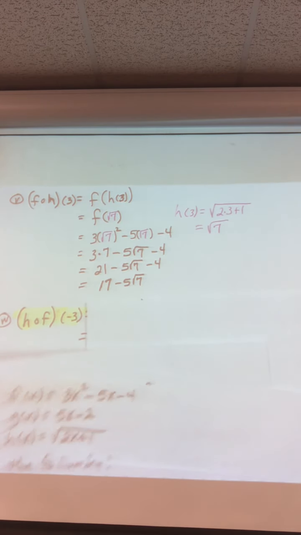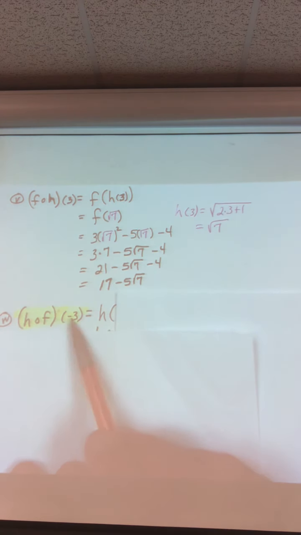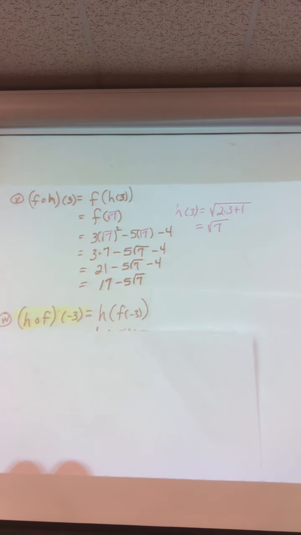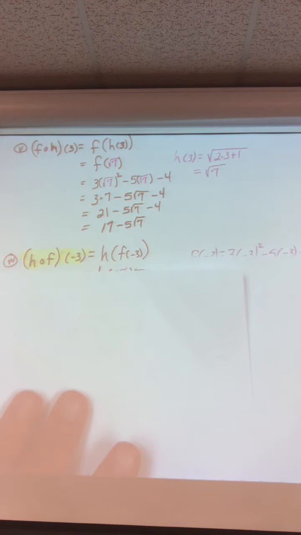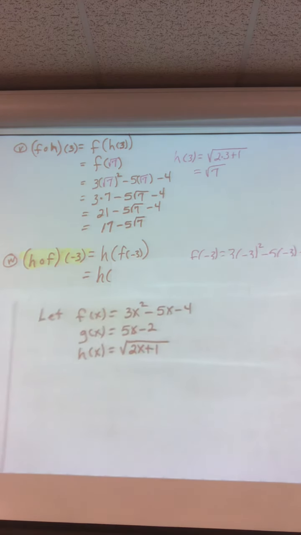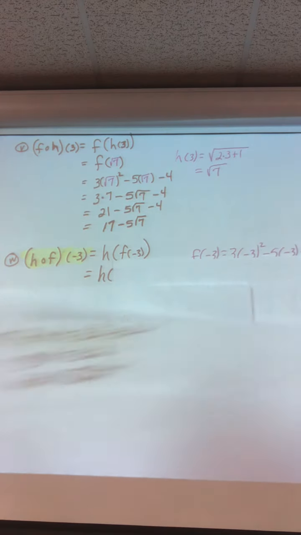And last example, one just like it. What letter's first? H. Big parentheses. 2 letters that's left is F of negative 3. Now you only do this little thing I'm showing you when it's composition. Now bring the H down. Now, how do I find F of negative 3? F of negative 3, you put a negative 3 here and a negative 3 here and work that out.